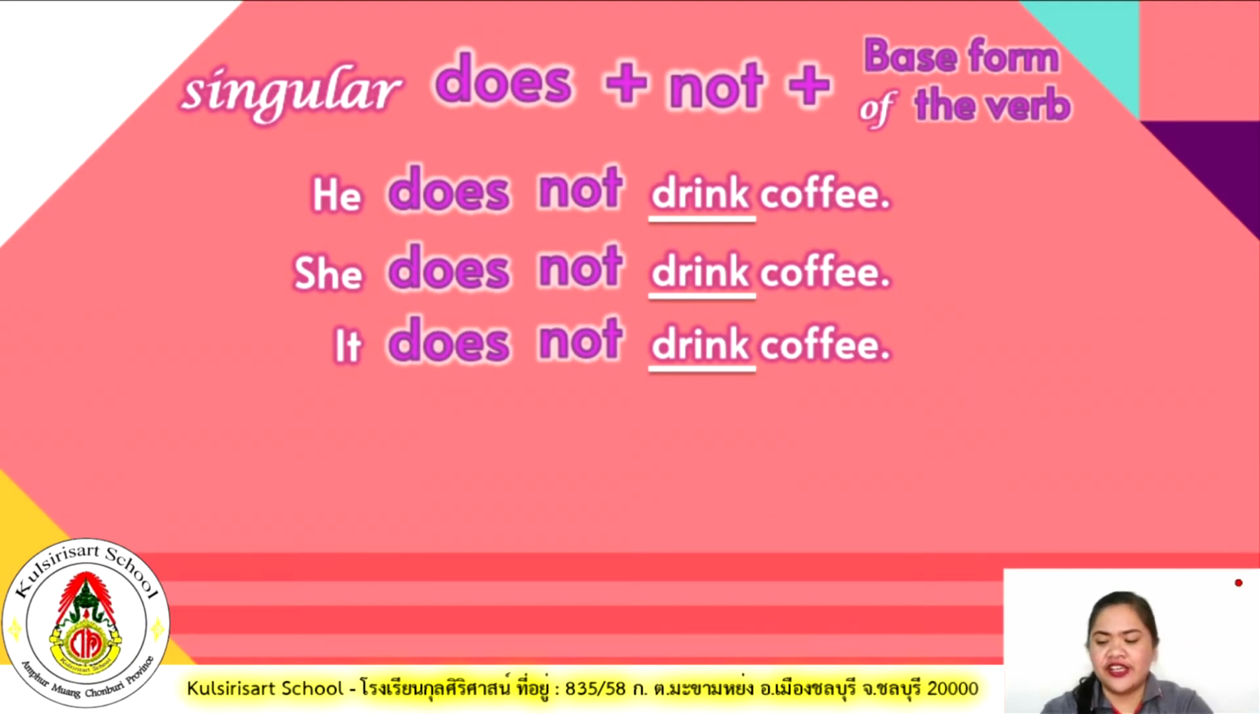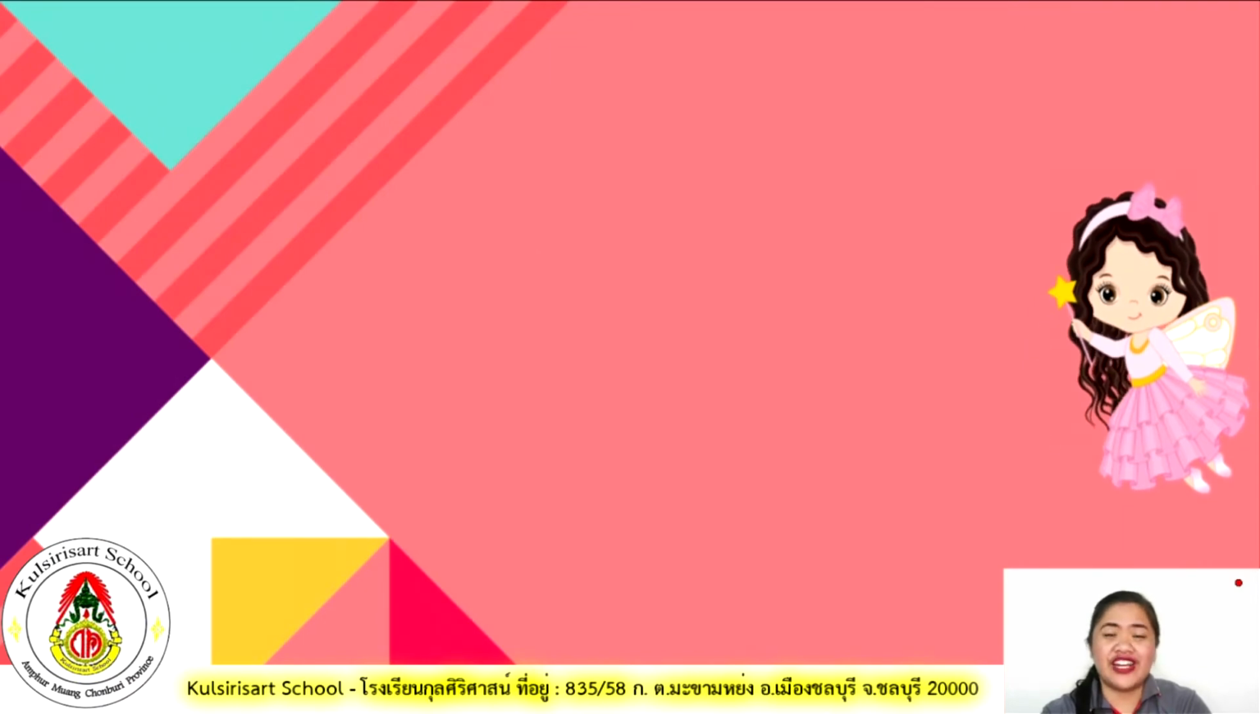Okay, that's good. So now, remember, if we are using singular, we use the helping verb does. And if we are using plural subject, we will use the helping verb do plus the negative word not and then the base form of the verb. Always remember that pattern. Next, we are finished with the simple present negative sentence. We already talked about the rules and the example sentences.